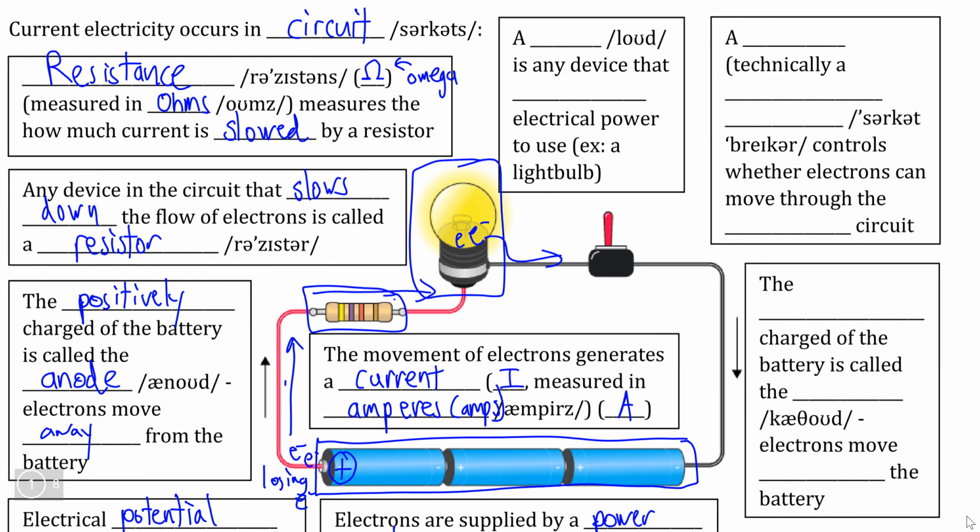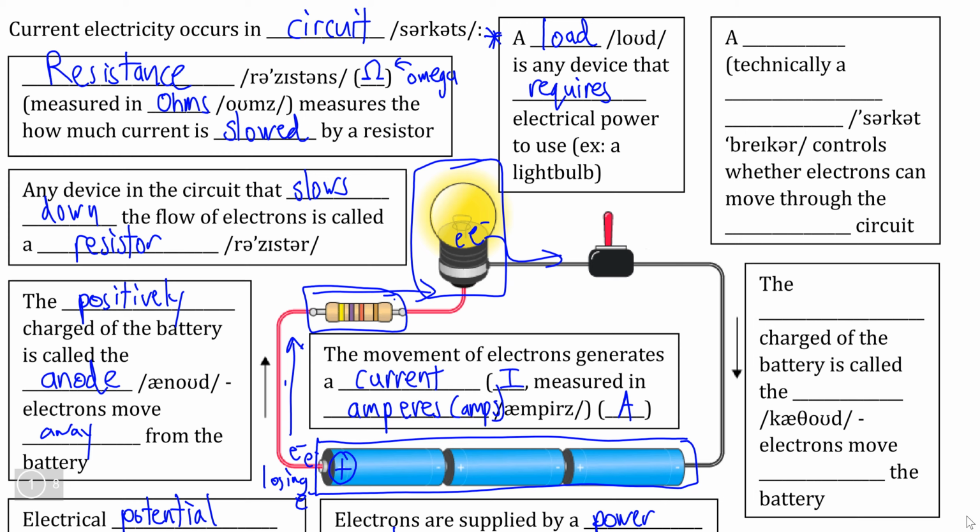Now, because the purpose of this circuit is to power this light here, we don't just describe this light as any ordinary resistor. This is what we call the load. So the load is any device that is connected to a circuit that requires electrical power in order to use. So the flow of electrons in this circuit is actually what we use in order to power this light bulb here, and this is why we refer to it as the load. This is the purpose behind this electrical circuit.